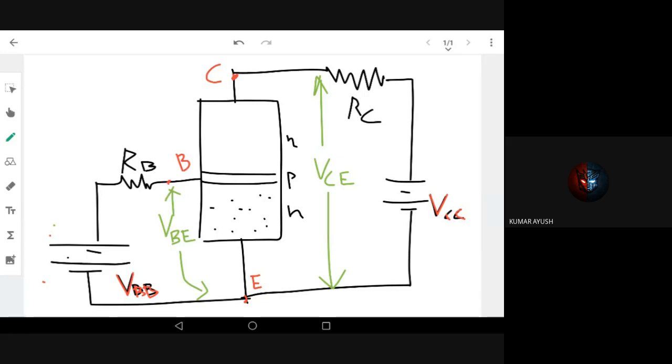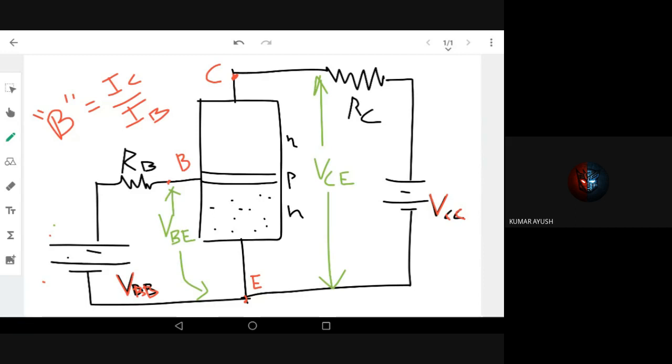Before that, I think you know what alpha and beta are. Beta, I think we discussed, is the DC gain. What is beta? The ratio of the collector current to the base current. I think we have discussed this, or you might have already studied it. It is also called DC beta or current gain. It tells how much larger the collector current is compared to the base current.